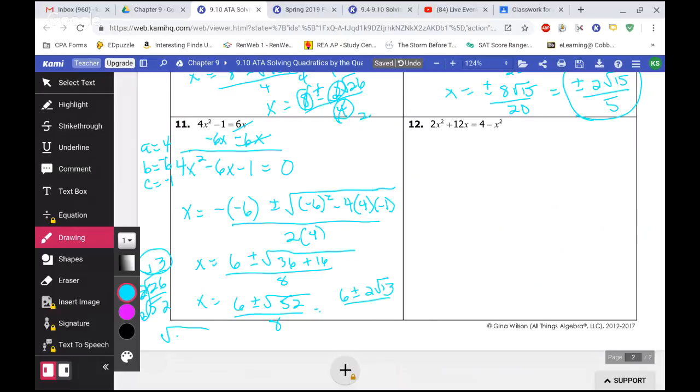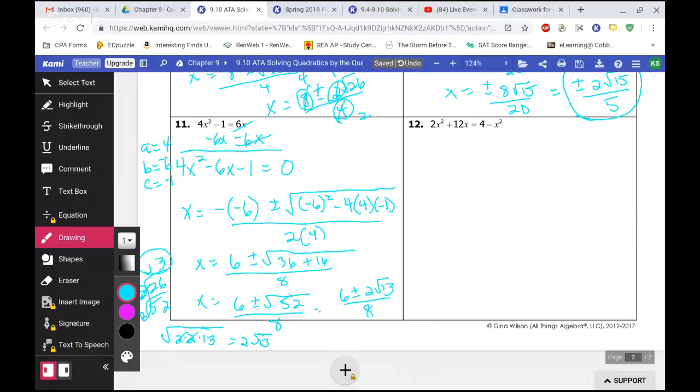So basically the square root of 52 looks like this, factored. So these two come out. They're a perfect square. They've served their time. So they come out on the outside, and that 13 stays inside the radical. It is not a perfect square, so it stays inside the radical jail. And now I have 6 plus or minus 2 times the square root of 13 over 8.